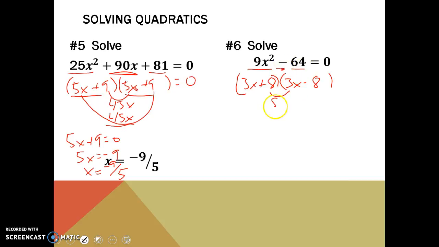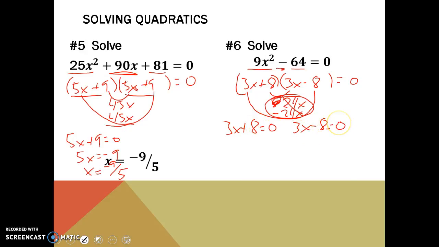And so that makes sense because here I have 8 times 3 is 24x. 3 times negative 8 is negative 24x, and those two things cancel each other out, equals 0. So then either 3x plus 8 is equal to 0, or 3x minus 8 is equal to 0. So the first one, if I subtract 8 from both sides, I'll get 3x equals negative 8, and if I divide by 3, it's going to be negative 8/3.